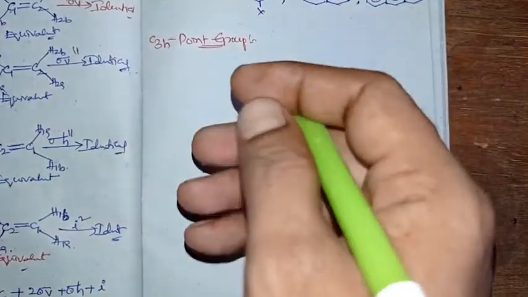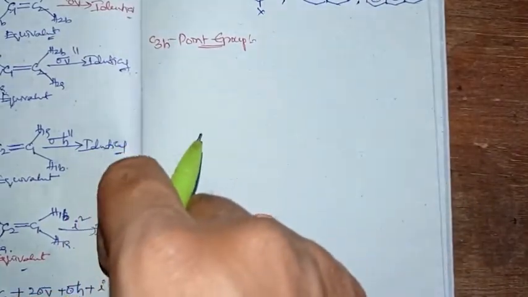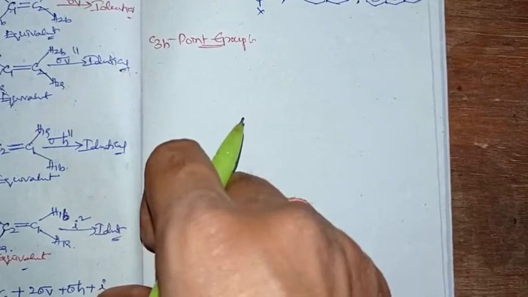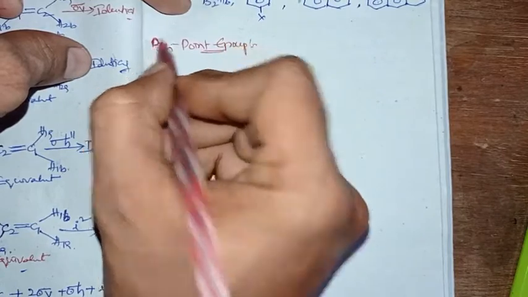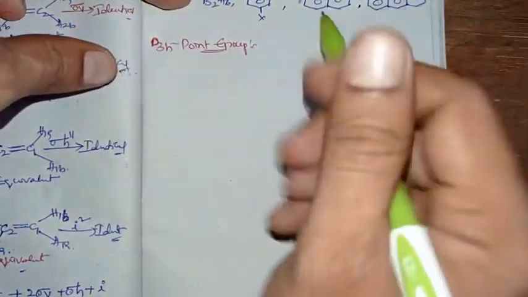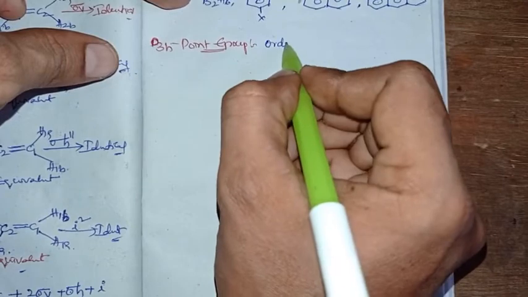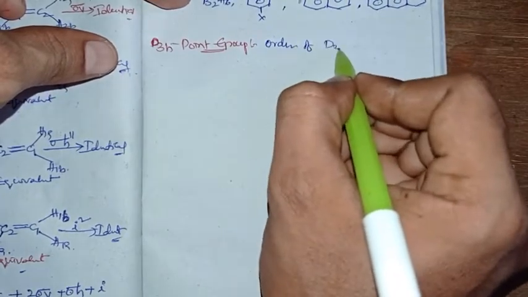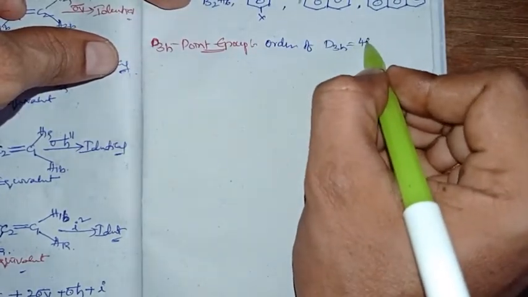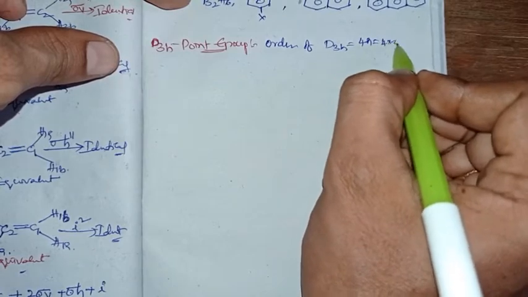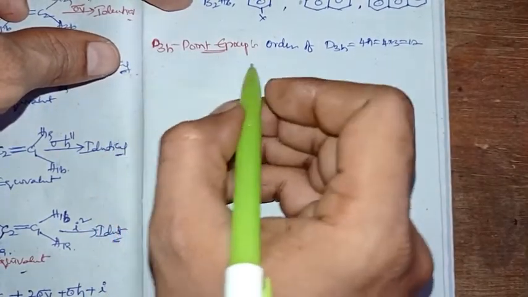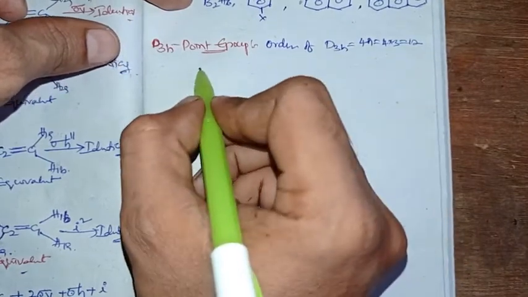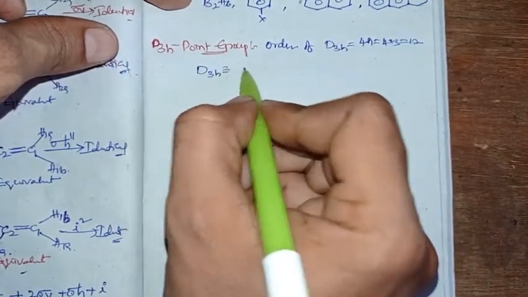Hi everyone. In this session of class, I am going to explain the D3h point group. Where the order of D3h is 4n. It means 4 into 3, which equals 12. 4 threes are 12, so the number of elements is 12.